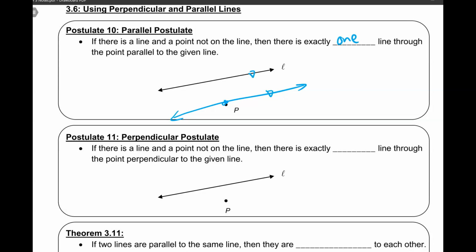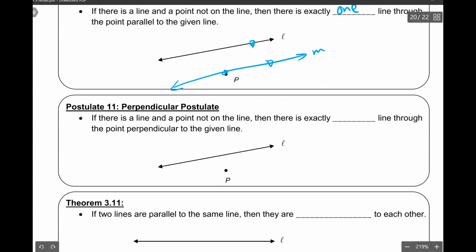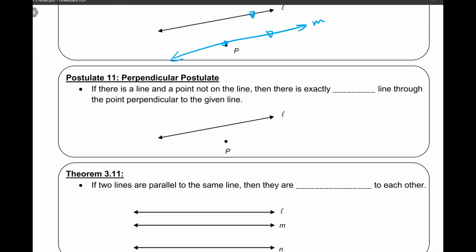So if P is not on L, then there exists one line M through P such that M is parallel to L. So let's say this is line M, and then I made them parallel. All right, the perpendicular postulate. If there's a line and a point not on the line, then there's exactly one line through the point perpendicular to the given line. There's exactly one line that will go through point P that would meet line L at 90 degrees. That would be perpendicular.